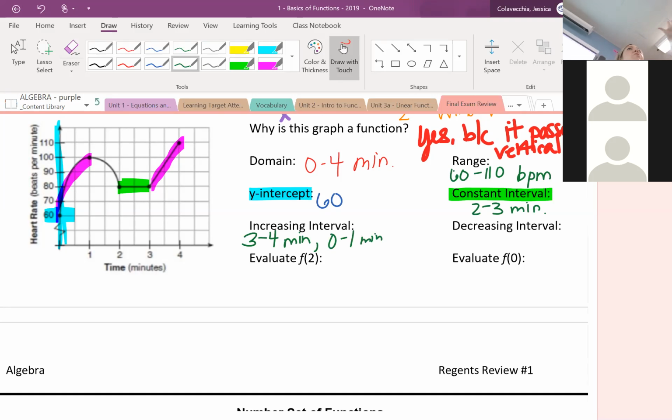Think of a ball, like when you throw it up in the air. It's still going up the whole time. No, technically not. It'll say include units if it wants to. You could write y equals 60, that would be fine. Okay, decreasing, where's it decreasing? 1 to 2. Yep, 1 to 2 minutes, good.